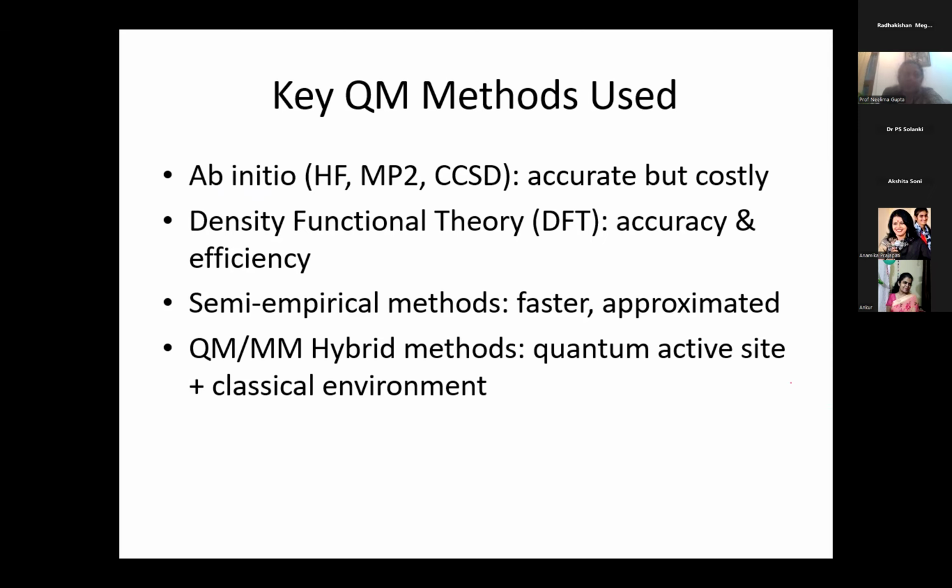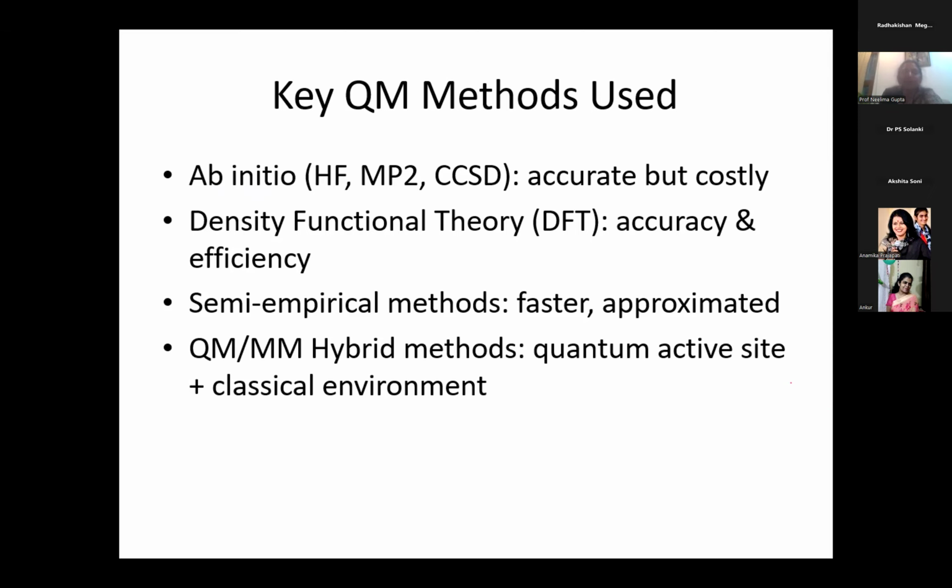The third type of methods are semi-empirical methods. Semi-empirical methods are very fast. They can be done with an ordinary laptop or a very basic desktop computer, but the results are approximated. No accurate results are obtained. Semi-empirical methods may be used where you want to study the trends.